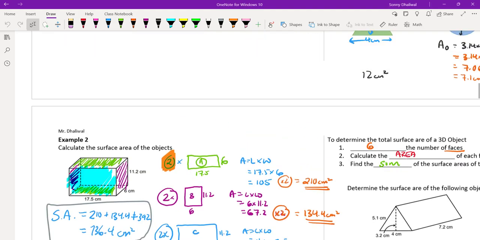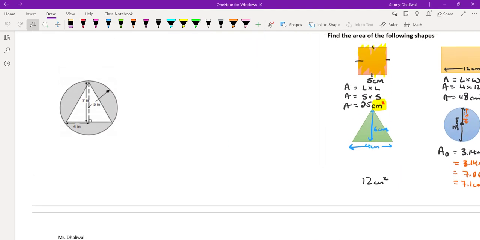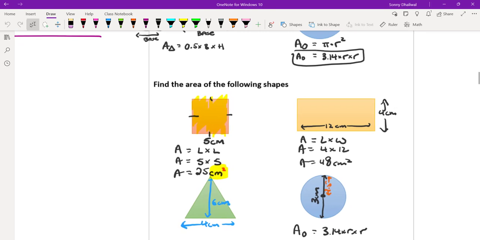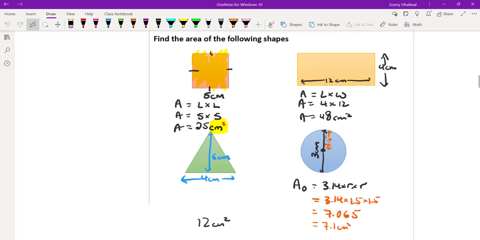So last day we started talking about area and surface area. Area is the amount of space something takes up, and we use the word area for a two-dimensional object. The objects that we work with in grade 8 are squares, rectangles, circles, and triangles, and each one of them has a unique formula to figure out what the area is, right?